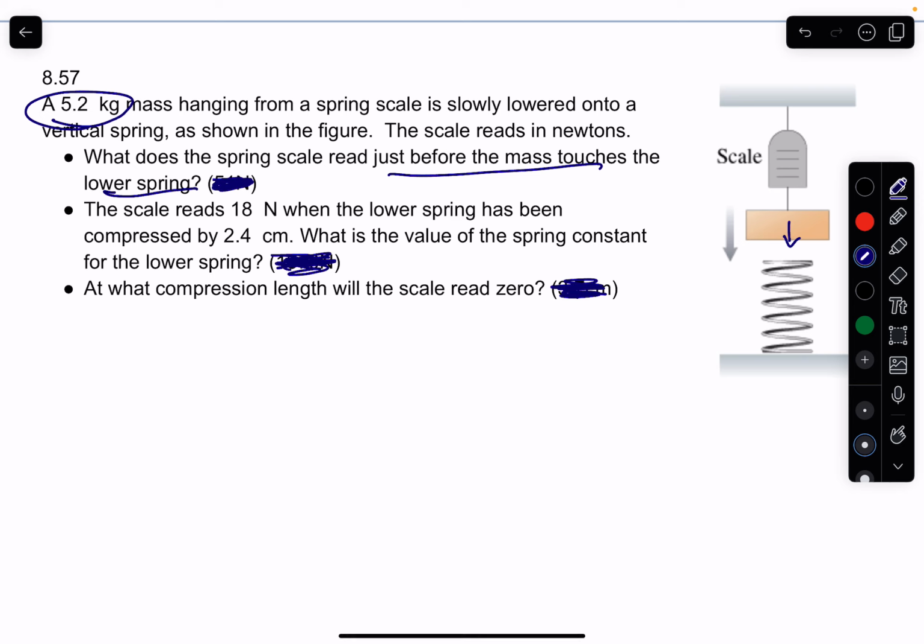So part A is F equals mg. I'll bet you can do that. That's pretty simple. Now, but it reads 18 newtons. This is where we get trickier. It reads 18 newtons when the lower spring has compressed by 2.4 centimeters.